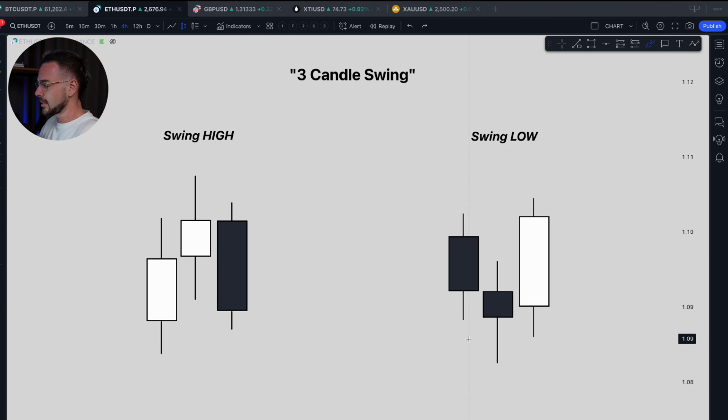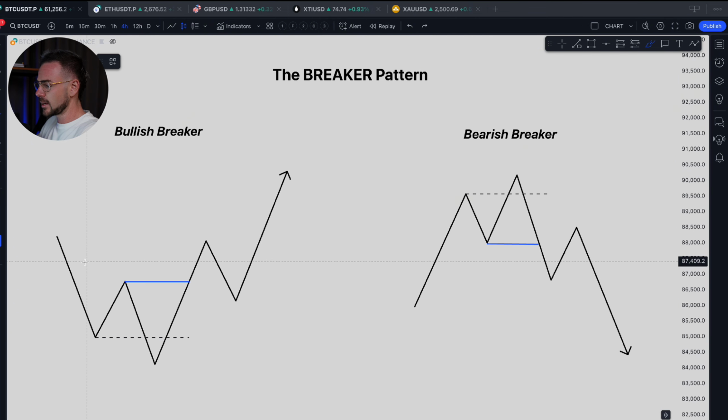And for the low, exactly the same, okay? So the low point was put in on this candle, and then the 2 candles either side of it, their lowest point is higher than this point. Okay, that's our swing low, that's our swing high. Okay, and that's exactly what we want to see in these locations. Okay, 3 candle swing here, swing high, and a 3 candle swing low right there.